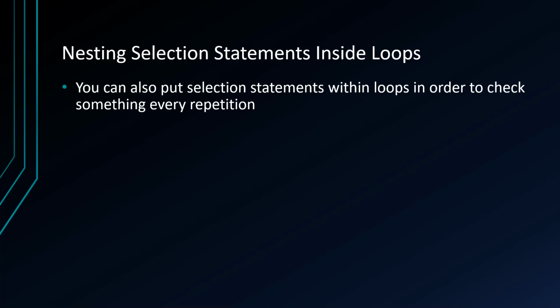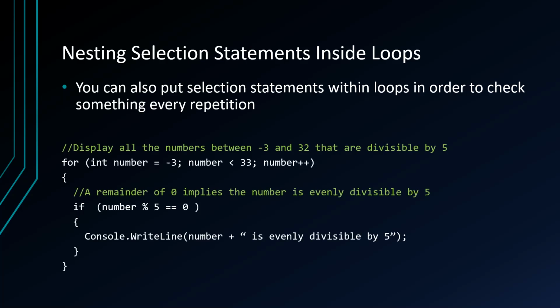That's not the only kind of nesting we can have. We can have nesting of selection statements inside of our loops as well. It doesn't always have to be loops inside of loops. Remember, it's just control structures inside of control structures. So you can also put these things inside of our loops. Why? Well, let's find out.